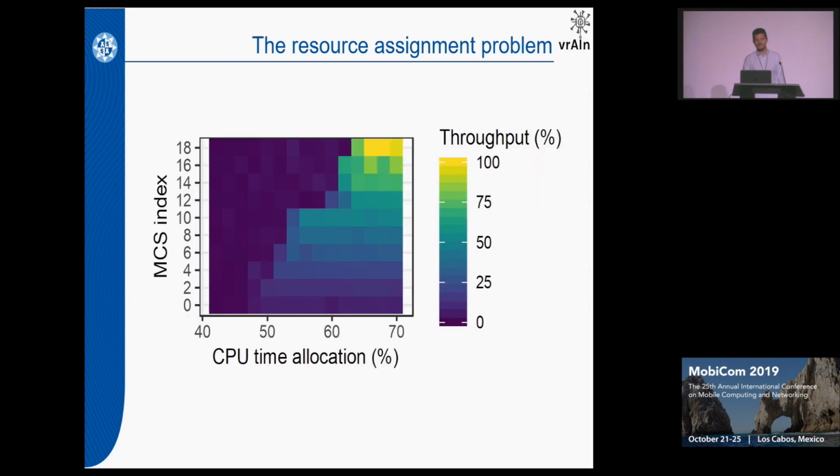This figure shows the percentage of the served throughput in a virtualized base station. The x-axis indicates the CPU time, and the y-axis indicates the radio configuration. If we choose the wrong combination of CPU and radio configuration, we will fall in the dark area, which means almost zero throughput. And our objective is to maximize the throughput. However, this is not that simple.